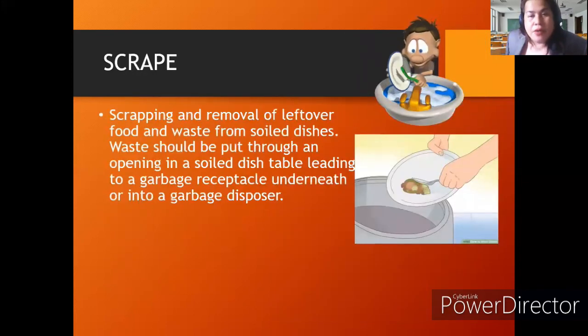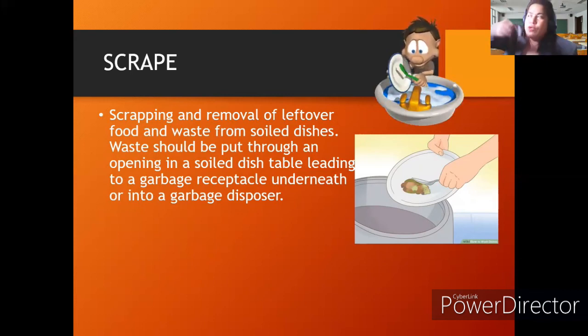When you say scraping, it is the removal of leftover food and waste from solid dishes. Waste should be put through an opening in a soiled dish table leading to a garbage receptacle underneath, or into a garbage disposer. So again, pag sinabing scraping, all the leftover food from our plates, kailangan natin siyang i-scrape, okay?